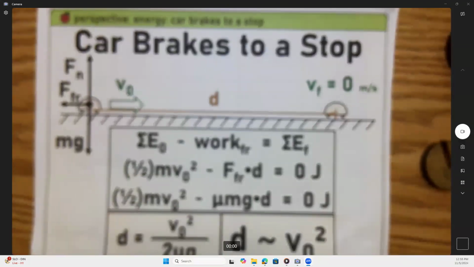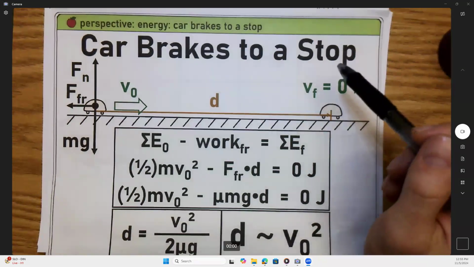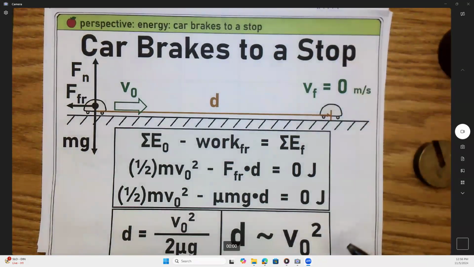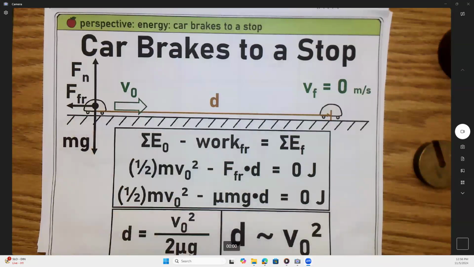You guys see car brakes to a stop. Now, you guys have seen a poster with this exact title in the past, except it had an orange banner. And it was a car brakes to a stop. But we were interested in what's the rate the car slows to a stop, like acceleration value or deceleration maybe. Right? But now I have a new question. And that's going to be, what's the braking distance given the initial speed of the car?